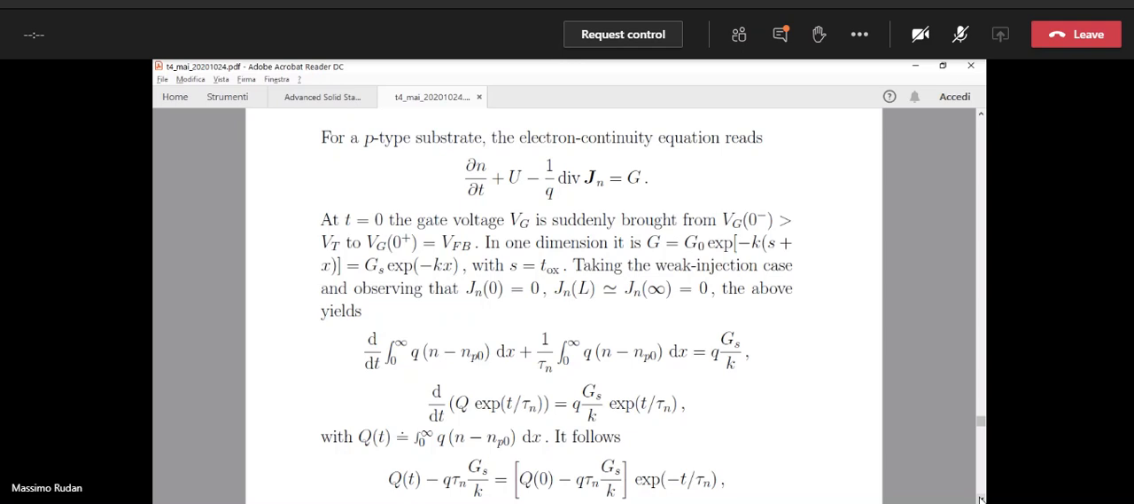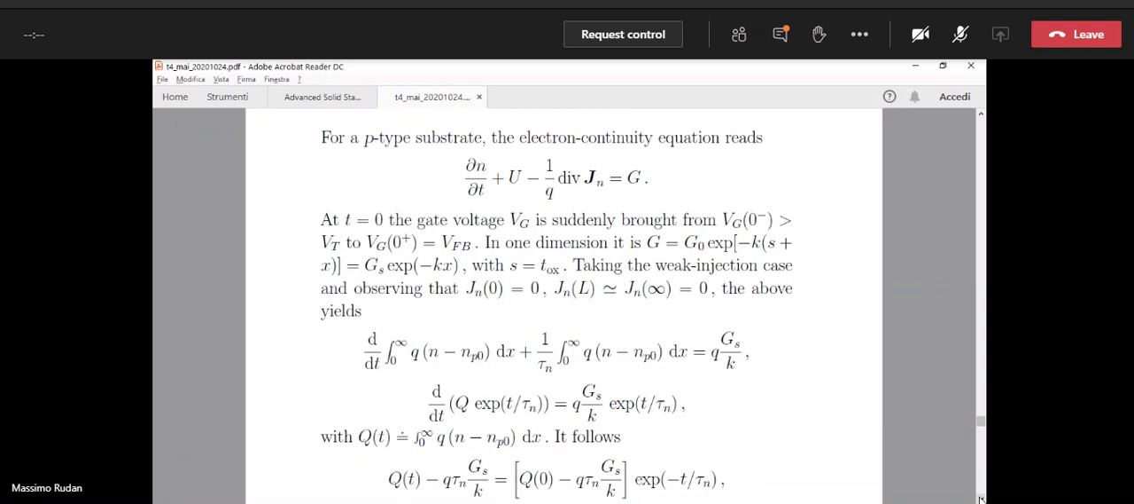Jn is non-zero in the bulk, but as we said before, the electrons diffuse into the bulk, and at the same time they recombine with the holes. So this population of electrons becomes smaller and smaller the deeper we go into the bulk. And at some point, this population of electrons becomes negligible. So the current at infinity is practically equal to 0.